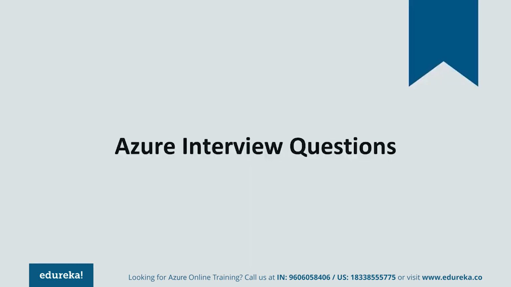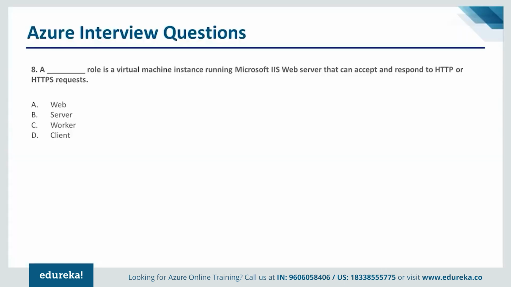Okay, jumping on to the next one, a few other questions. So these are my fill in the blanks. A dash role is a virtual machine instance running Microsoft IaaS web services that can accept and respond to HTTP or HTTPS requests. Okay, so we have 4 options in here. One is web, one is server, one is worker, and one is client.